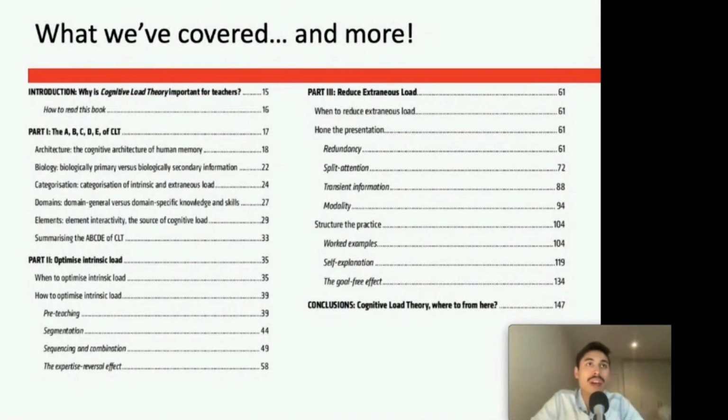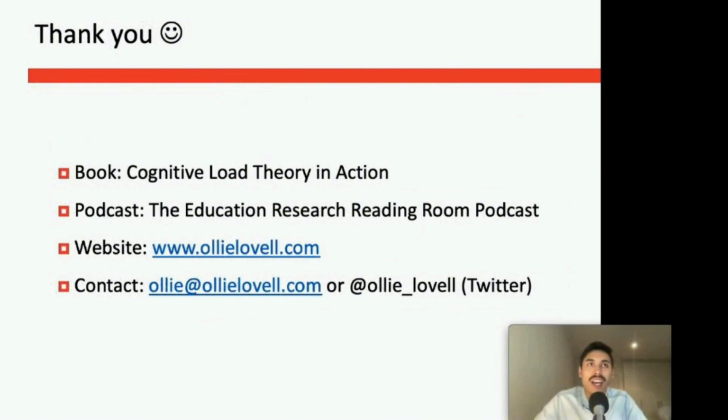Fantastic. So today we've had a chance to look at architecture, categorization, and elements. I did have to skip a section there. And then we jumped straight to extraneous load, redundancy, split attention, and transient information. I did only have 30 minutes today. I've covered as much as I could, hopefully delivered some value and some good ideas to you. But there is much more in the book, and there's much more out there in other resources as well. So I would encourage you to continue to explore cognitive load theory because I think it really is a treasure trove of insights for teachers.